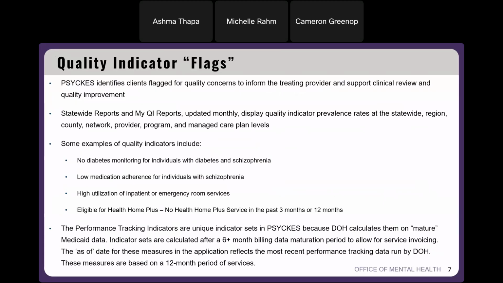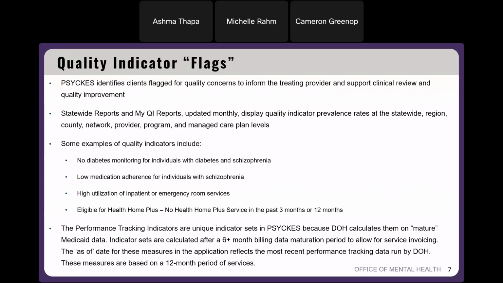Another aspect that I did want to touch on was our performance tracking indicators. So for example, we have our general medical performance tracking indicators, and those just highlight clients that are overdue for certain screenings or who might not be taking or adhering to medication for certain conditions like cardiovascular disease or asthma.